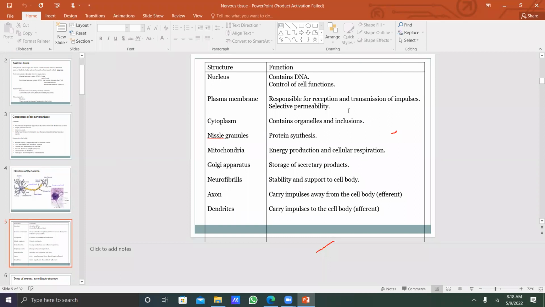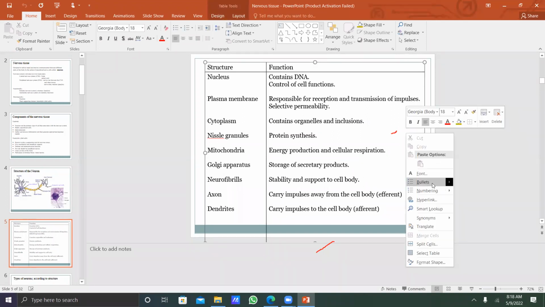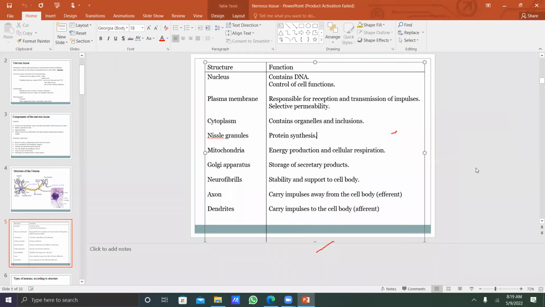This table shows the structures of the neuron cell and their functions. So the main part is the nucleus. As in all cells, the nucleus functions as the control center of the cell. It contains the DNA.